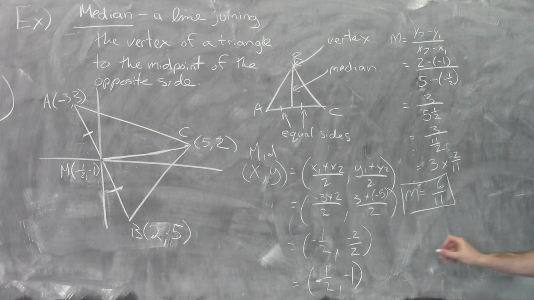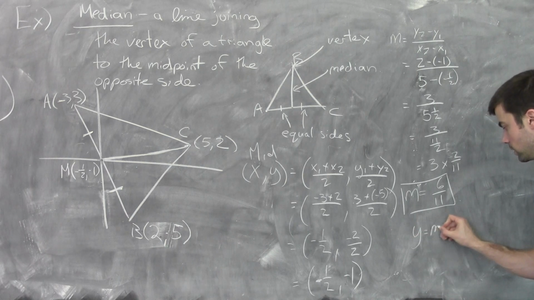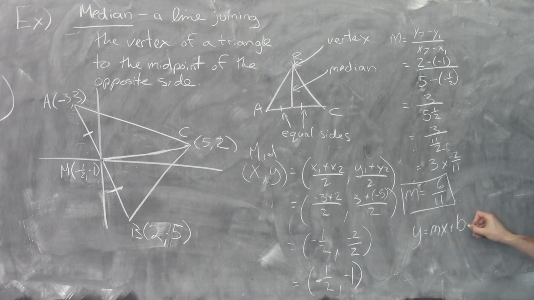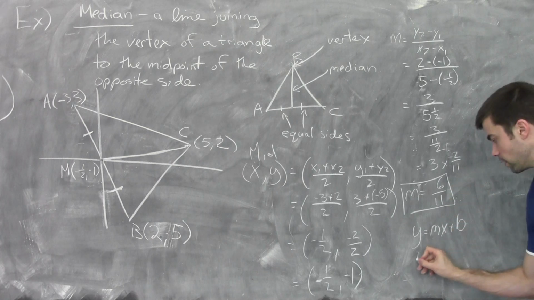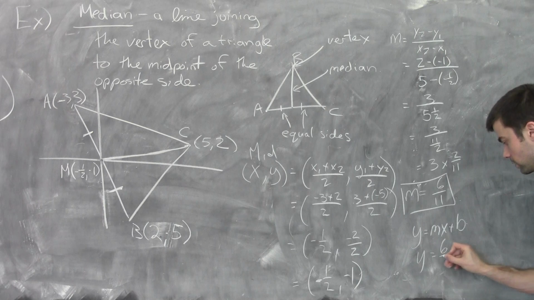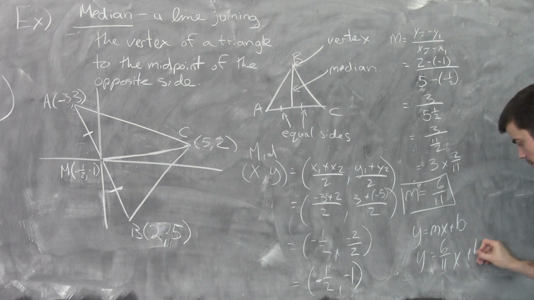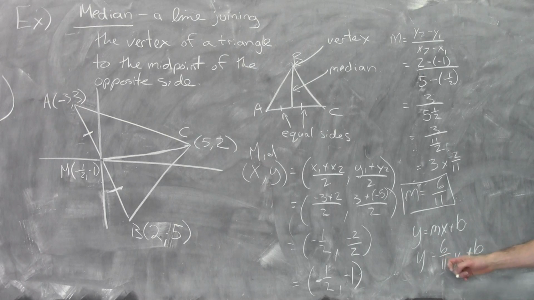So if that's my slope and I know my equation is y equals mx plus b, I can plug this into my formula. So y is equal to 6/11 x plus b. And now how can I find out my value of b? Ace, how do I find this out now? I have the slope, but I still need to find b.